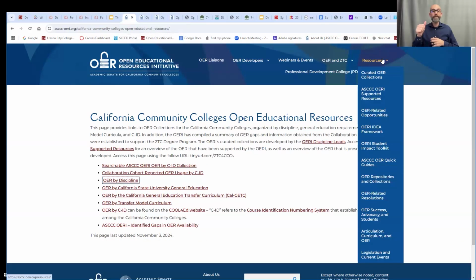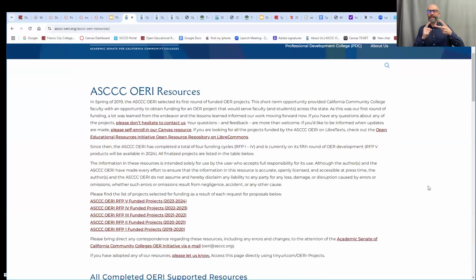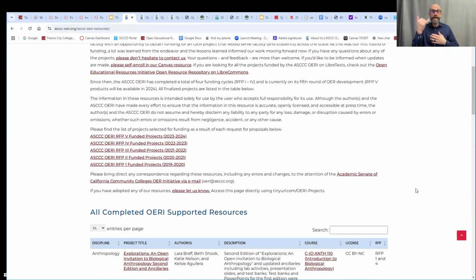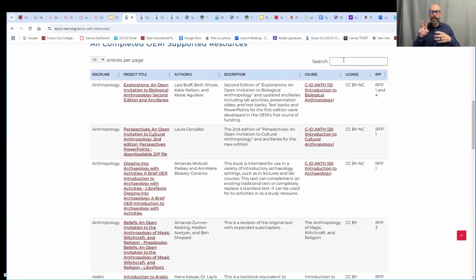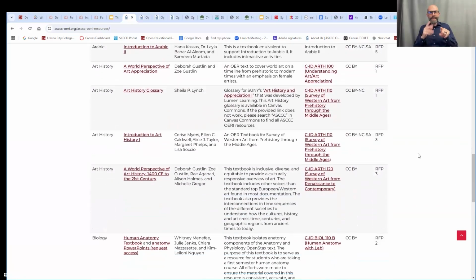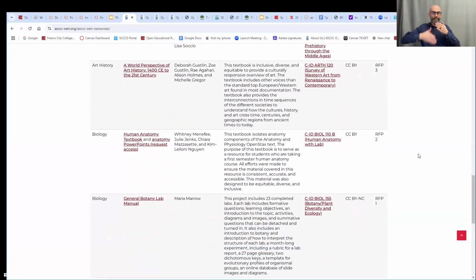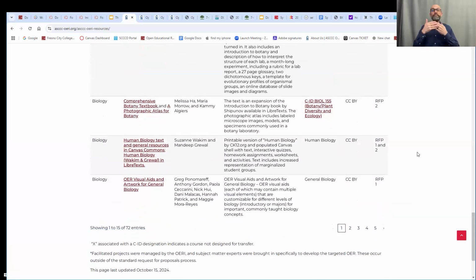The other link on there is the supported resources, that second one. And this one is helpful because you can scroll through what is currently being developed through some of the funding opportunities. You can see some of these are already completed, some of them are not completed, but they are in progress. And so you can see upcoming OER that is about to be published or that was just published.